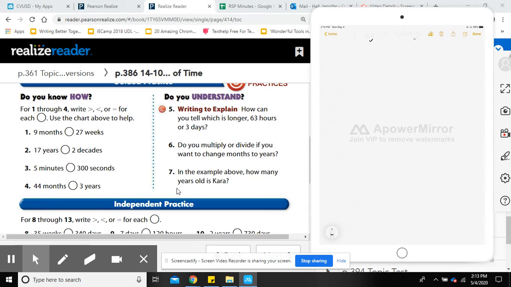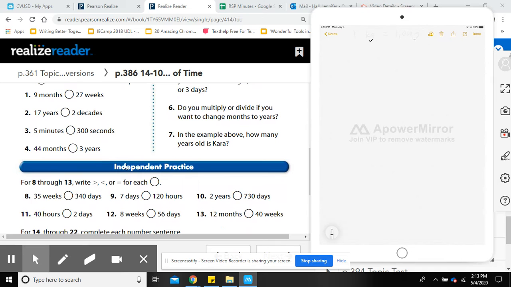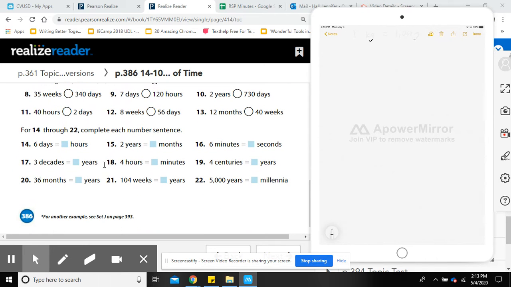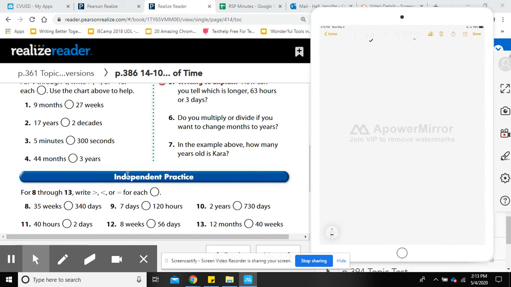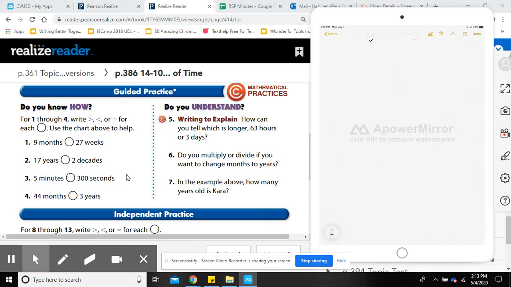So let's go ahead and look at these problems. We're going to do a couple here. We'll do a couple in the independent practice and a couple down here, just to give you guys a variety of some problems. So let's go ahead and look at number 1, 9 months. Is that greater than or less than 27 weeks?